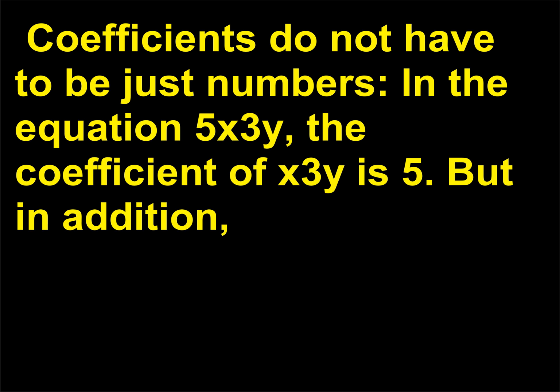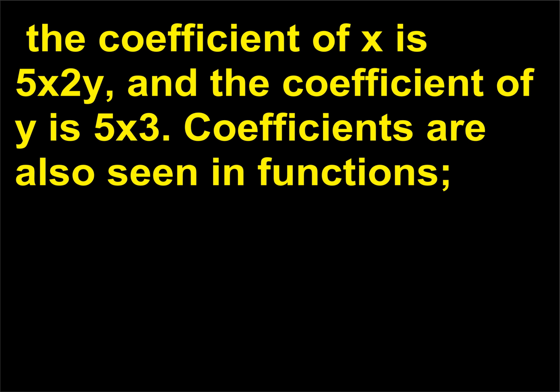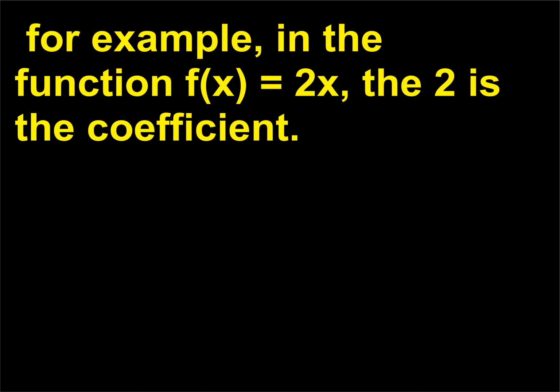Coefficients do not have to be just numbers. In the equation 5x³y, the coefficient of x³y is 5. But in addition, the coefficient of x is 5x²y, and the coefficient of y is 5x³. Coefficients are also seen in functions. For example, in the function f(x) = 2x, the 2 is the coefficient.